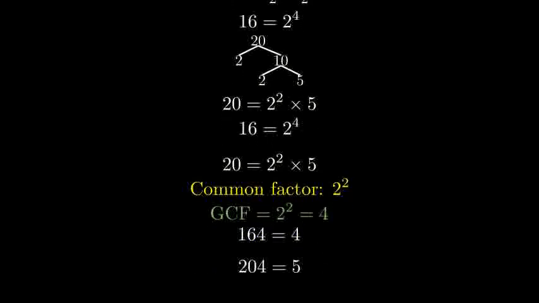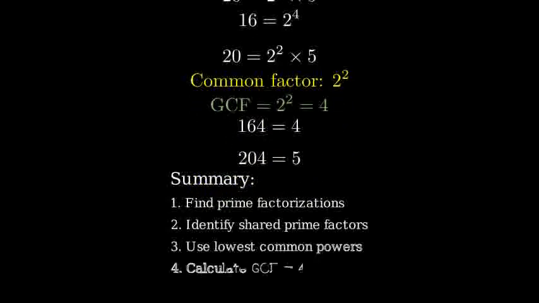We can verify this is correct because 4 divides evenly into both 16 and 20, and no larger number divides evenly into both. In summary, we found the greatest common factor of 16 and 20 by first finding their prime factorizations, then identifying the shared prime factors with their lowest common powers, and finally calculating the result. The greatest common factor of 16 and 20 is 4.